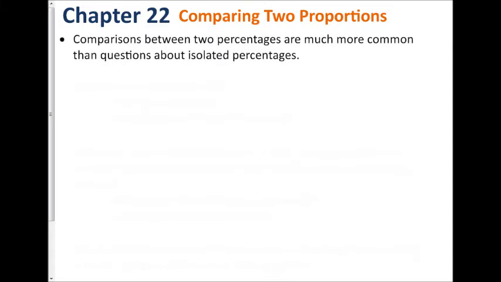First off, when we're talking about comparisons between two percentages, this is actually a lot more common than the questions about isolated percentages. We've been doing a lot of things looking at, well, is there an improvement in one store or in one type of situation over another? But typically what we're looking at is multiple people and each of those individuals' results before and after either procedure or some sort of medication or some sort of treatment.